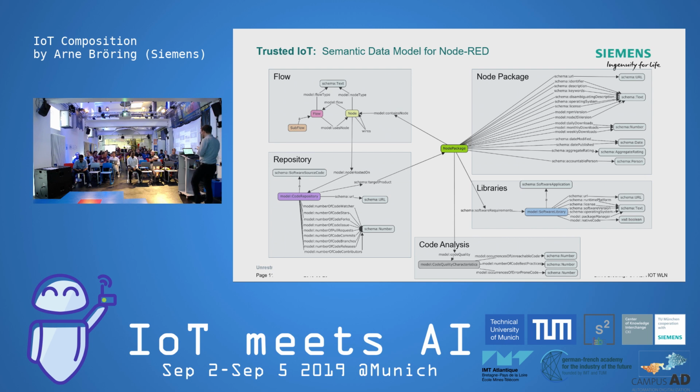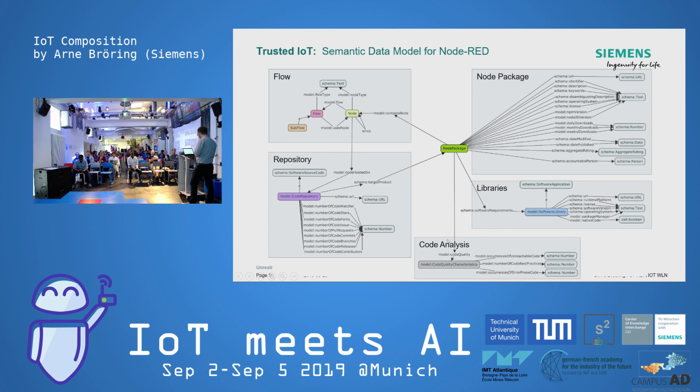This is a semantic data model. Maybe also as part of your challenges, you might want to develop such a data model. It simply consists of triples, so subject, verb, object, and can then be stored in a knowledge graph. Here, for us, the node package is a central concept with several properties attached to it.